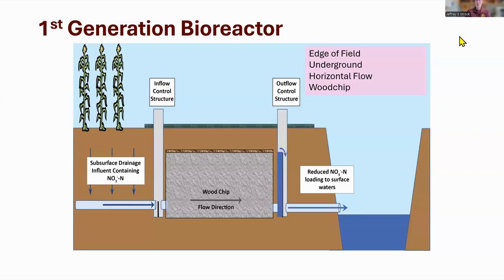They have a relatively long residence time, meaning that the water needs to stay in those bioreactors for a fairly long period of time for the nitrogen reduction to happen. And we can see some situations where the size of the bioreactor is going to depend somewhat on the area that you're trying to drain, things of that nature.